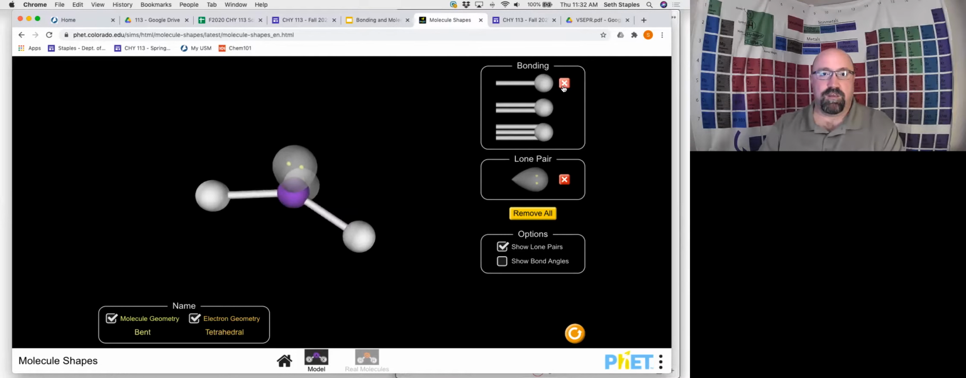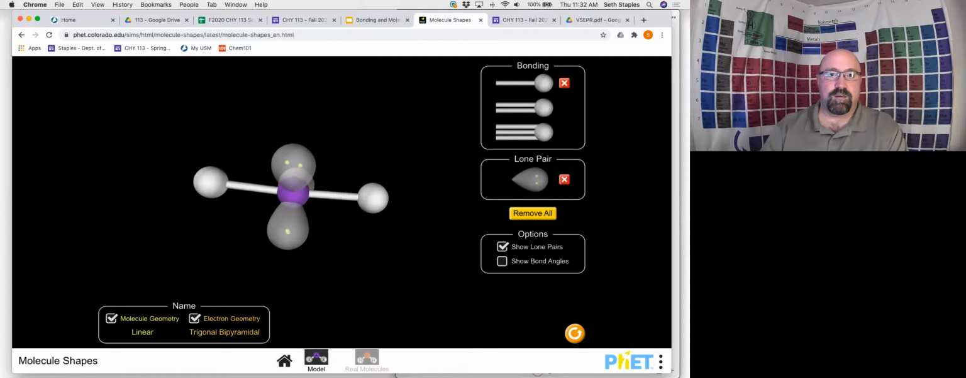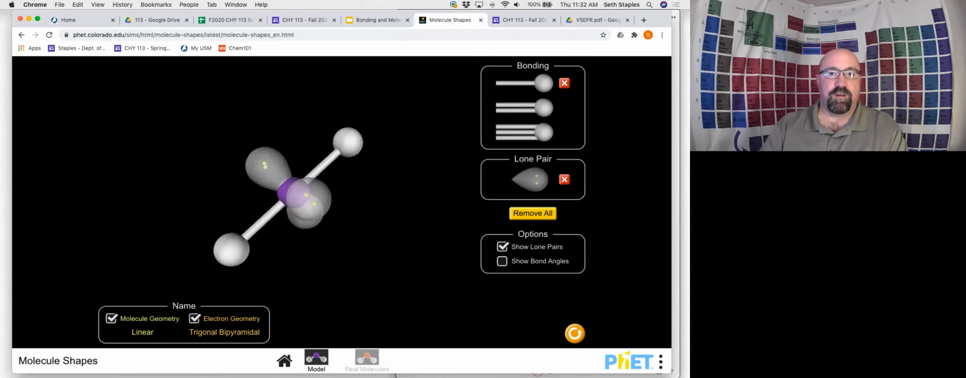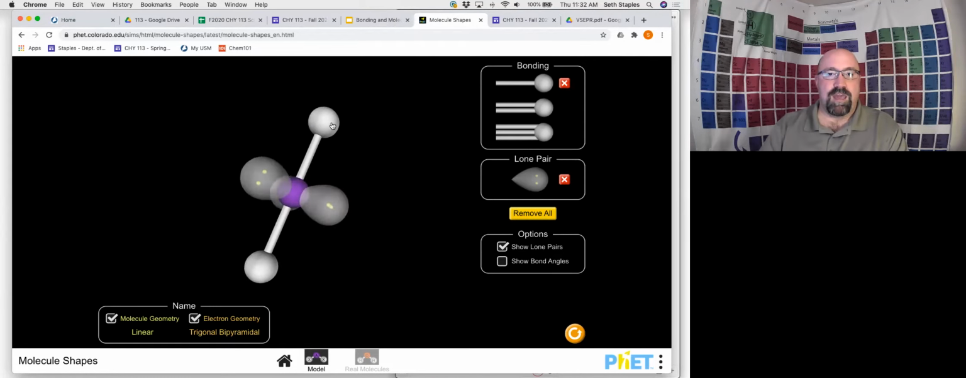Lastly, in this electron domain, now we add in a third lone pair, and now we see that we get a molecular geometry, once again, of linear. So all 3 of those lone pairs are in what we call an equatorial position, and we'll talk about that a little bit in our next electron geometry. And then we have the axial positions for our actual atoms, forming our linear shape.